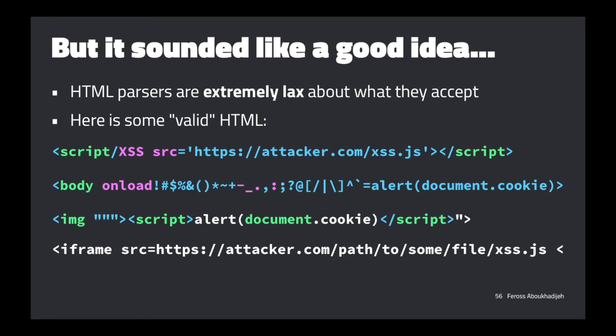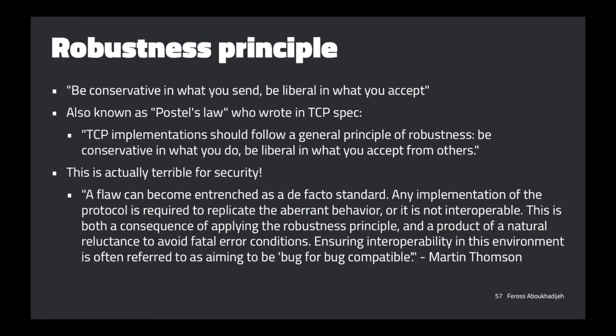The reason it was designed this way is because of an idea called the robustness principle. The idea is, if you're trying to make a robust piece of software, you should be very conservative in the values that you produce and very forgiving in the values that you accept. If you do that, then your software will work better, is the idea.